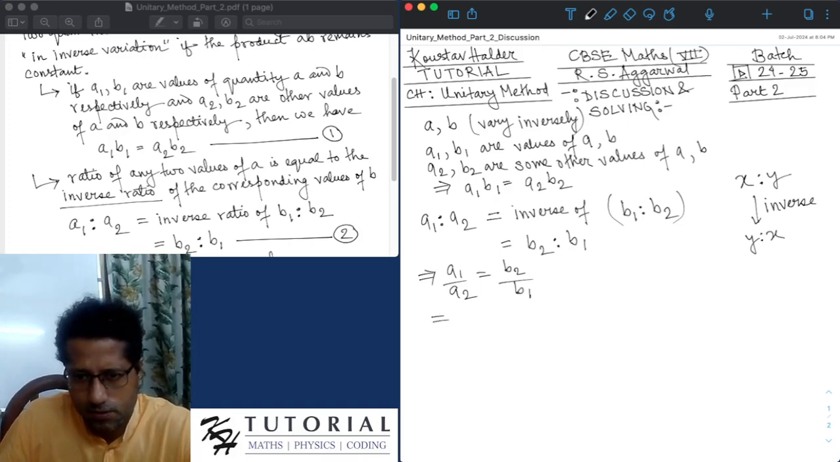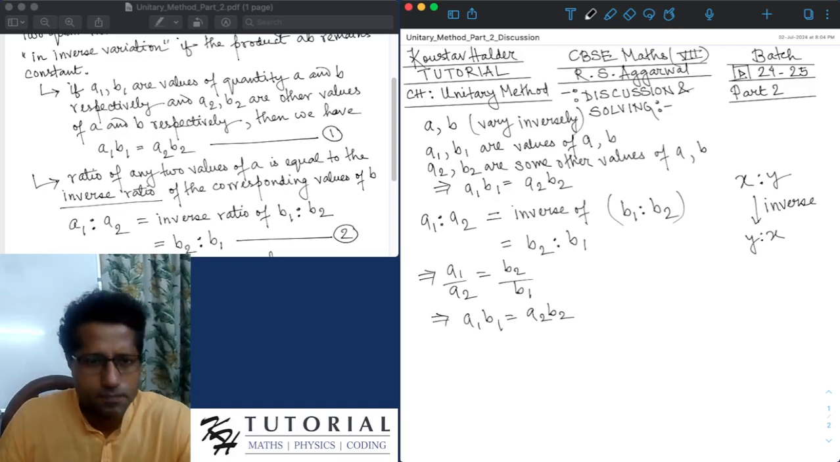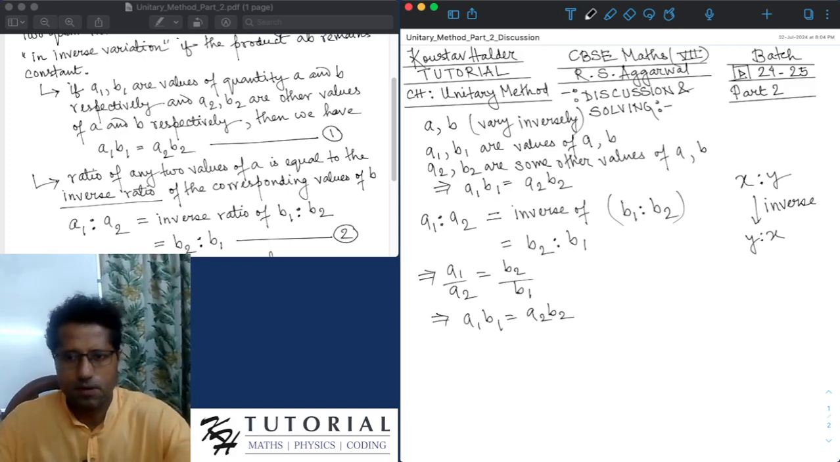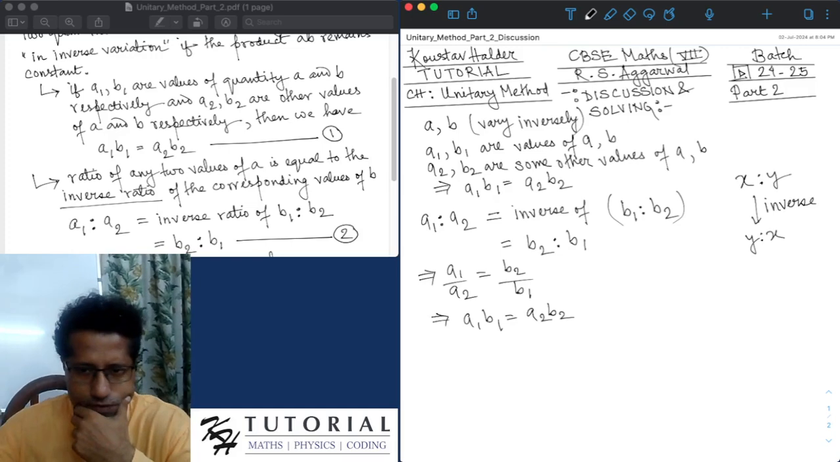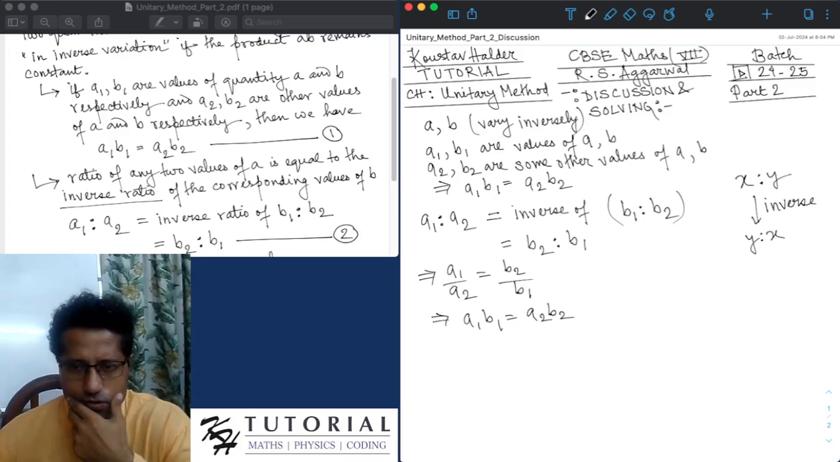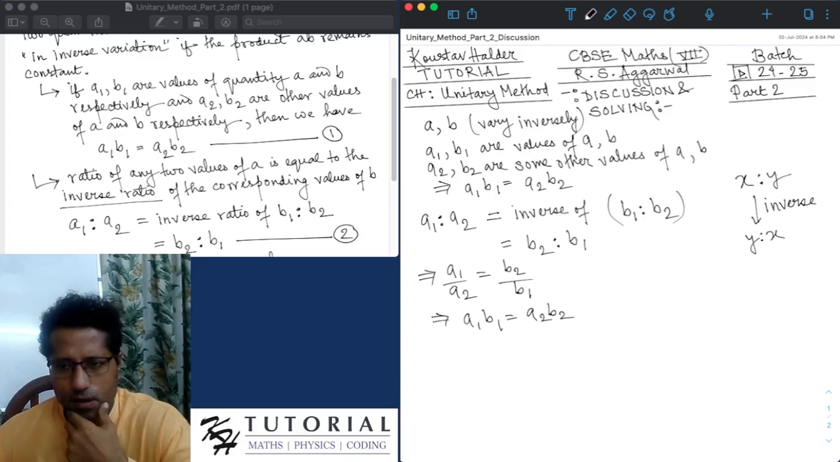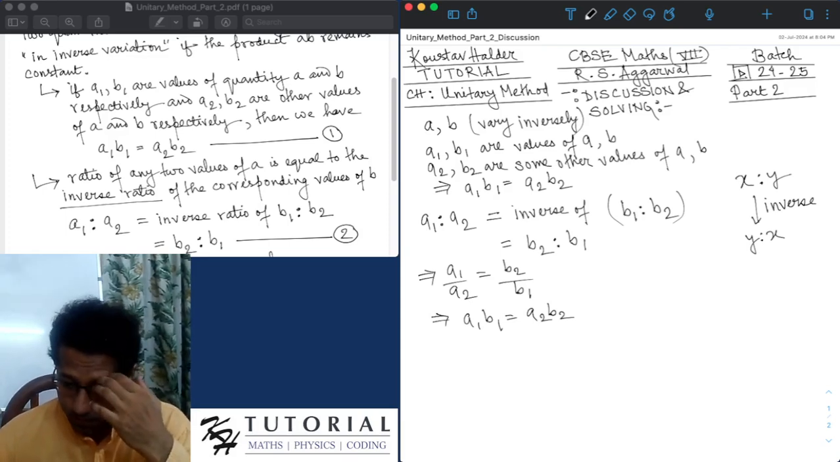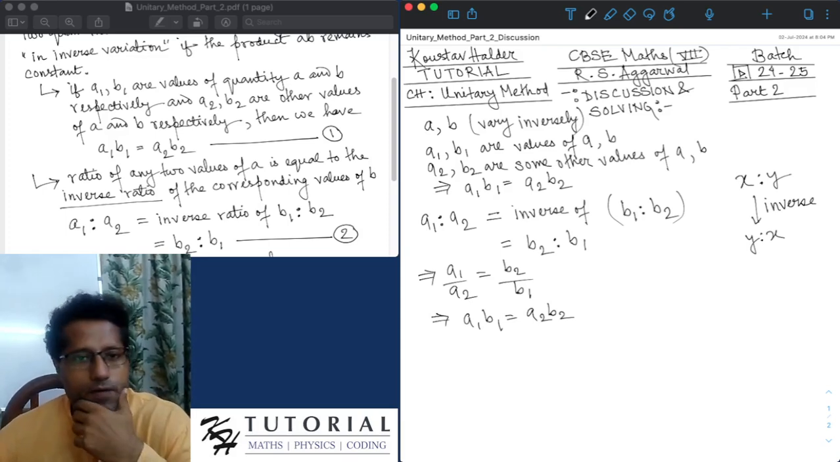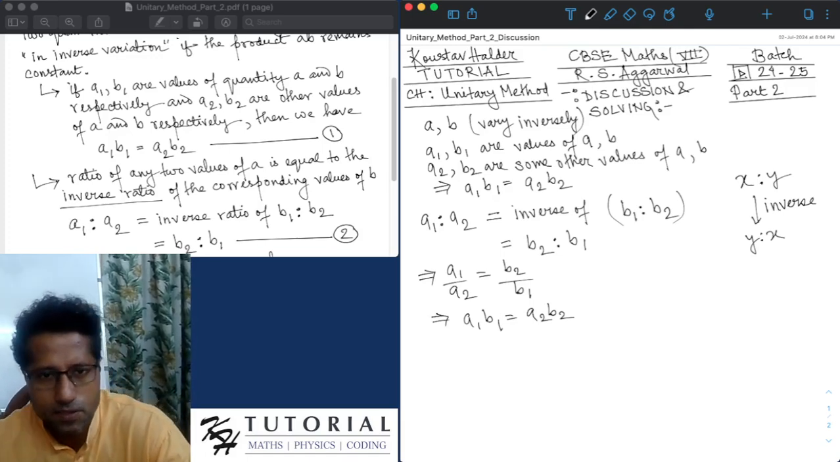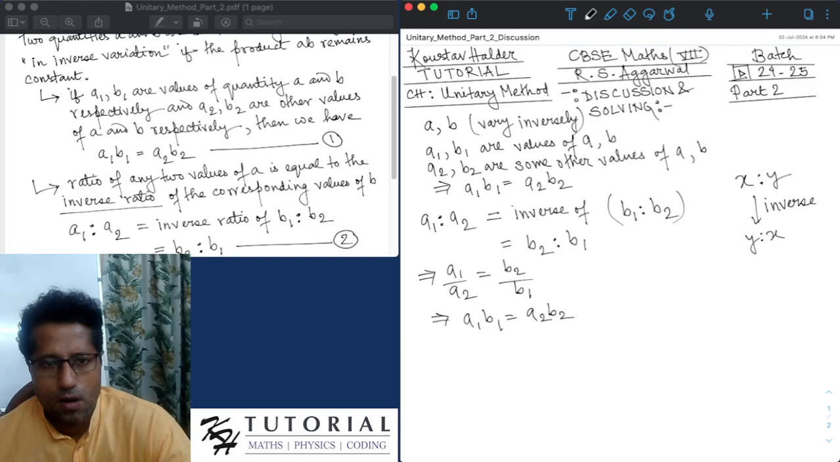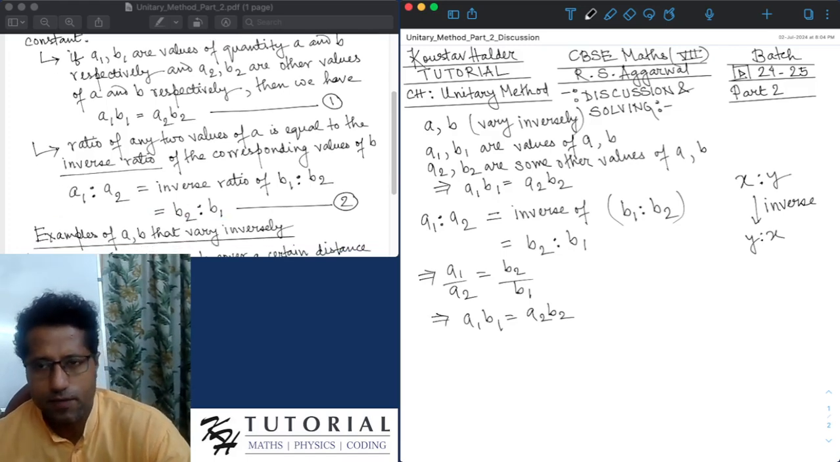Now if you do cross product, we get A1 B1 equals A2 B2. This is the same result that we explained earlier. So A1 B1, that is the values of the quantities A and B, will always remain constant, where the quantities A and B vary inversely. So this is the basic concept of two quantities that vary inversely.